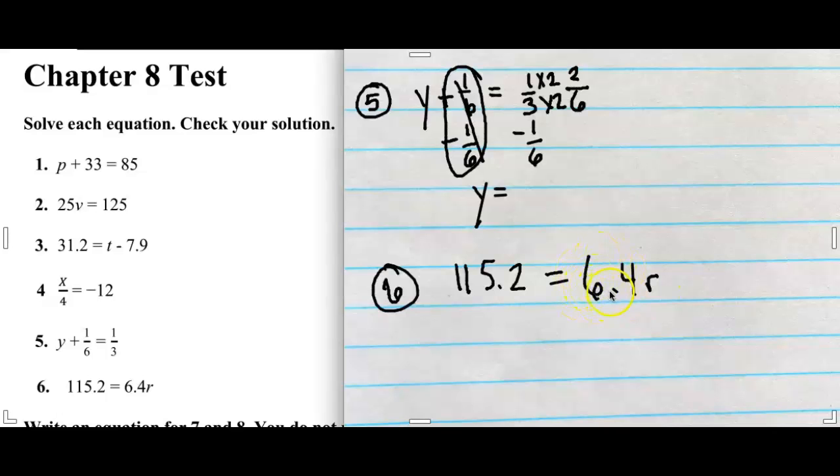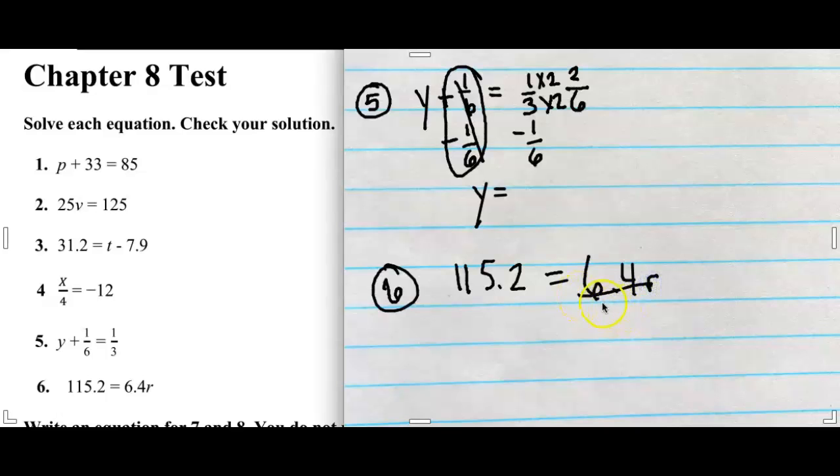So if we have a coefficient, well, that means a number right next to a variable with nothing in between it. What operation does that indicate? Answer that for me now, please. Very good. That is multiplication. So what's the inverse of multiplication?